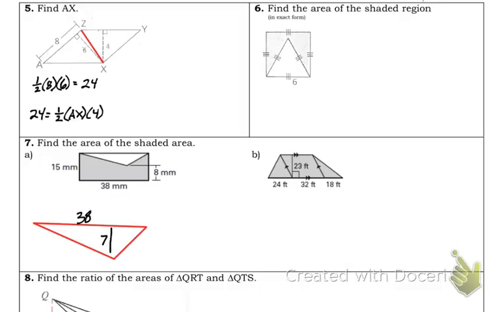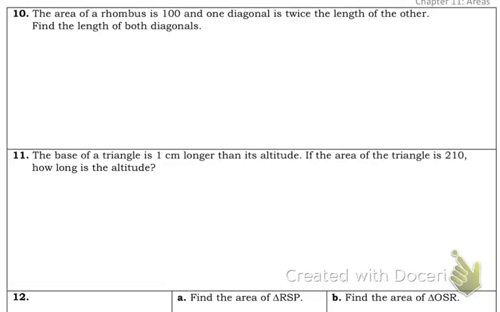Yep. 11. The base of a triangle is 1 centimeter longer than its altitude. If the area of the triangle is 210, how long is the altitude? This is all about writing things correctly. So the base of the triangle is 1 centimeter longer than its altitude. Well, remember your altitude is your height. So I'm just going to call it h for height. And my base is going to equal h plus 1, because our base of our triangle is 1 centimeter longer than our altitude.